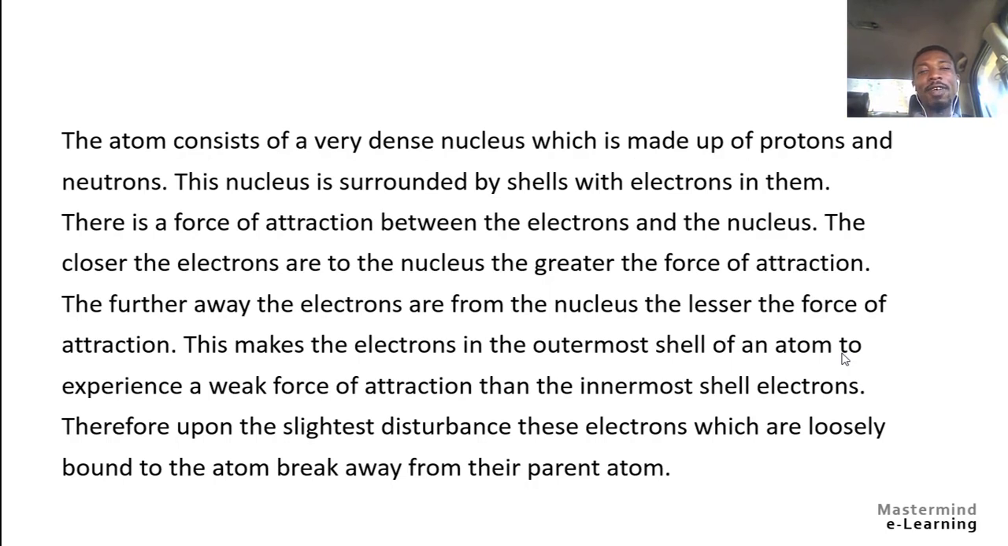It means that the farther away the electrons are from the nucleus, the lesser the force of attraction. And so it is very easy to remove an electron that is far away from the nucleus than it is to remove an electron that is closer to the nucleus. So then it makes it very difficult to remove an electron that is closer to the nucleus.